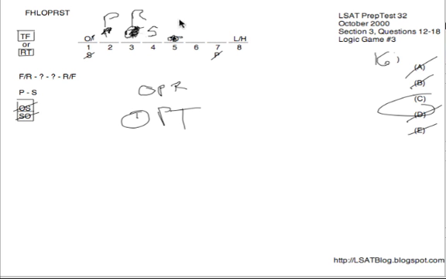We could still have TF occurring on perhaps 5, 6, or 6, 7. Either way, not really a problem. So C does work and is our answer for number 16.